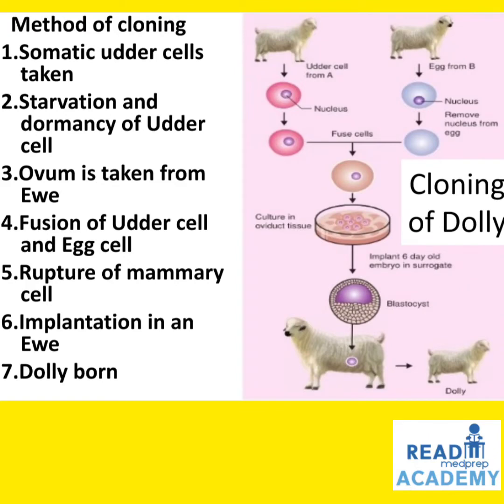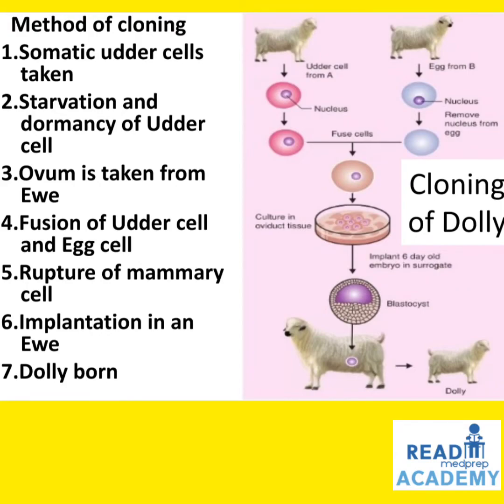First, the somatic udder cell is taken and allowed to starve, and dormancy of the udder cell is induced. An egg is taken from an Eve, and the fusion of the udder cell nucleus and the egg cell nucleus is done, and the membranes are ruptured, and this is implanted into an Eve. Slowly these cells develop into a blastocyst, become organized and form a full organism, and this was done in Dolly cloning.